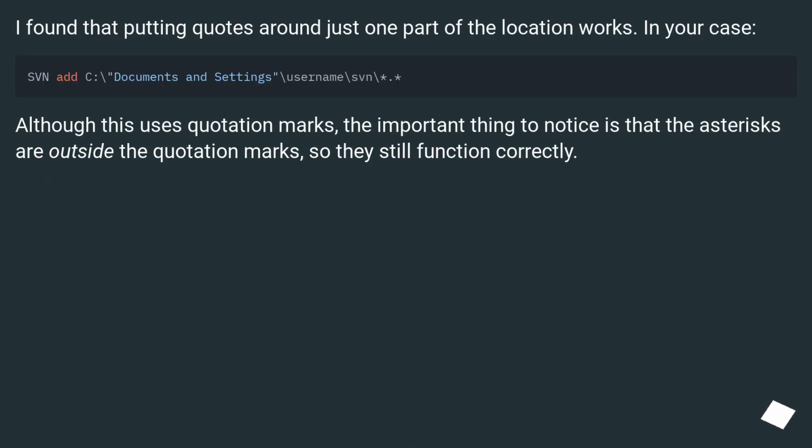I found that putting quotes around just one part of the location works. In your case, although this uses quotation marks, the important thing to notice is that the asterisks are outside the quotation marks, so they still function correctly.